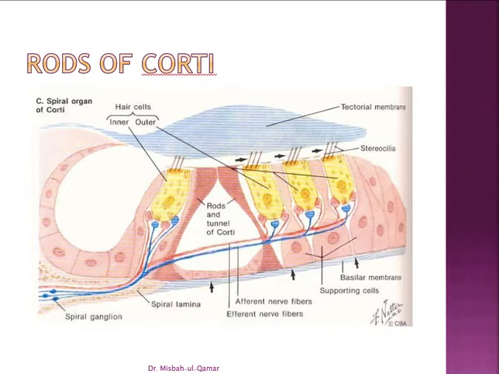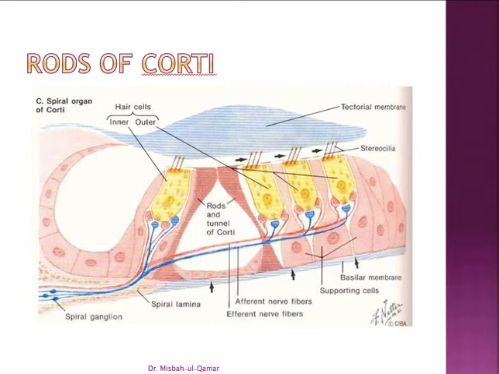So, what are the rods of Corti? The supporting cells. Now, these supporting cells are the inner and outer pillar cells. The pillars of the cells form a series of arches, right? They form the series of arches which enclose a triangular tunnel, which is called Corti's tunnel.